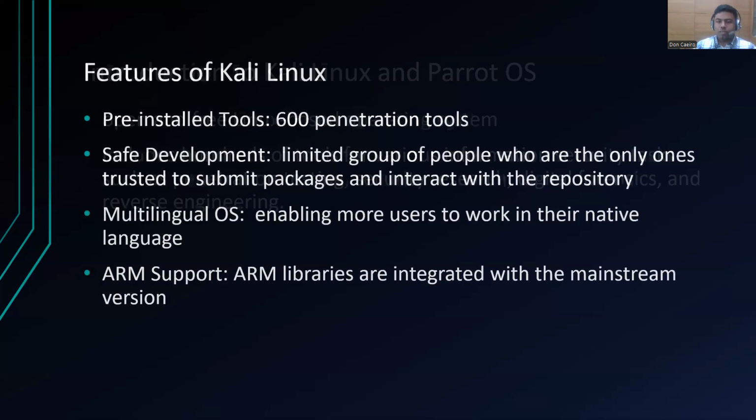So Kali Linux is one type of Linux-based operating system, which is used for digital forensics, cybersecurity, and information security. It has 600 penetration tools pre-installed in the Kali Linux operating system. And why is Kali Linux or a Linux-based operating system used among such professionals? It is because it has a very safe development.